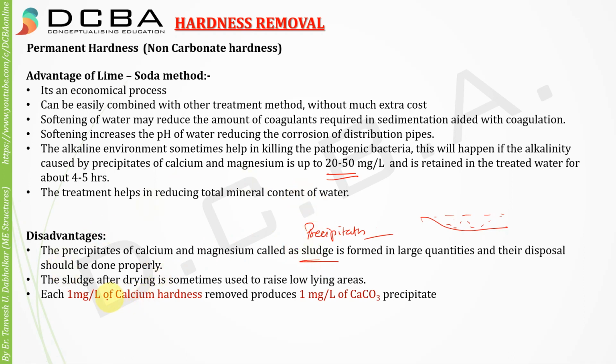To remove 1 milligram per liter of calcium hardness, we need 1 milligram. It produces 1 milligram per liter of calcium carbonate as precipitate. And to remove 1 milligram of magnesium hardness, it produces 0.58 milligram per liter of magnesium hydroxide precipitate.